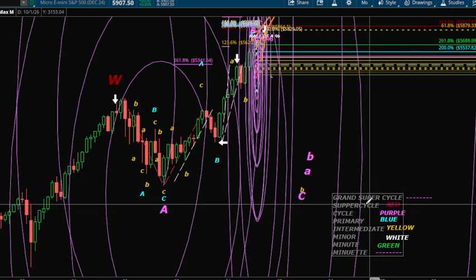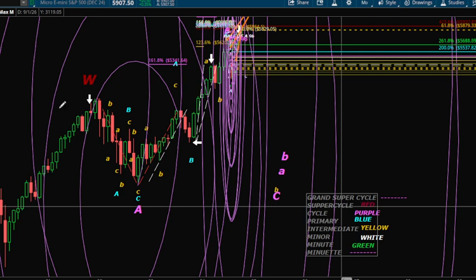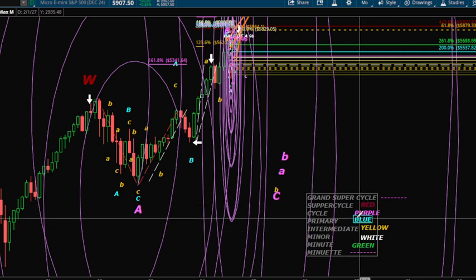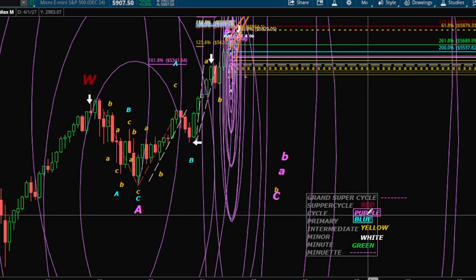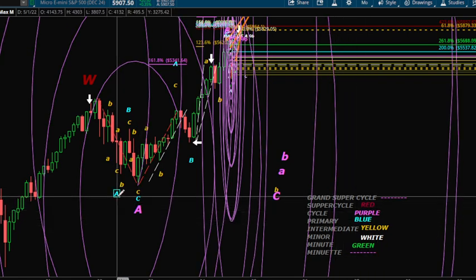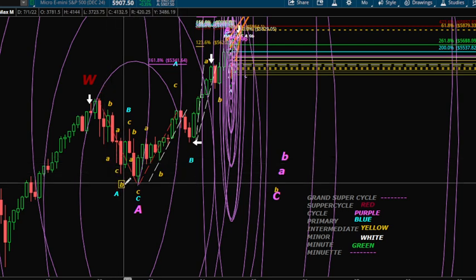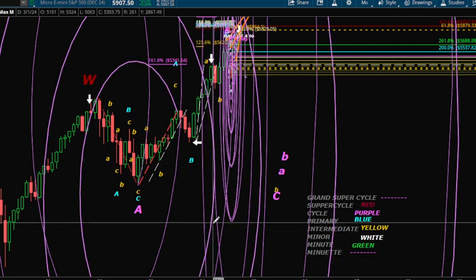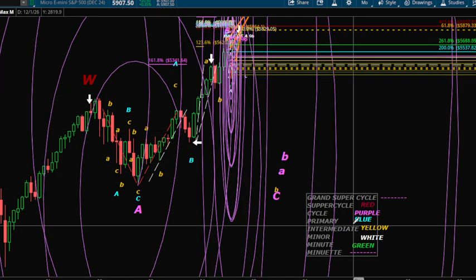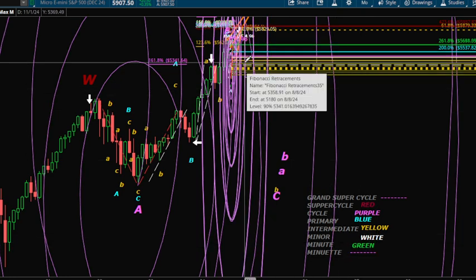So you can see here we're starting with the super cycle, which is in red. I have it at W. Cycle is in purple. I have it here. Primary is blue, which is indicated here. Intermediate, yellow, right here. Minor is in white, which you'll see on the 4-hour, along with the MIUTE green. You'll see that in the 4-hour and the 30-minute time frames.